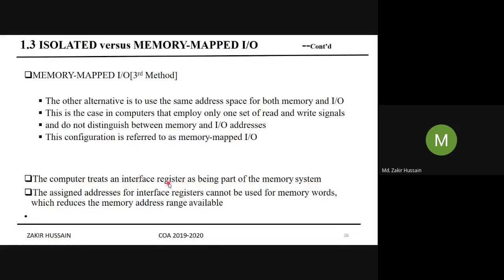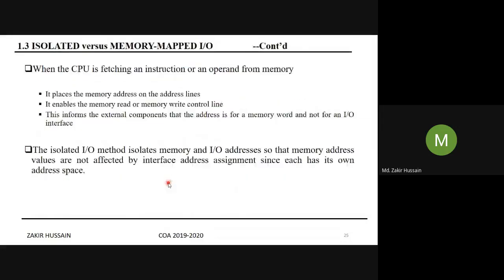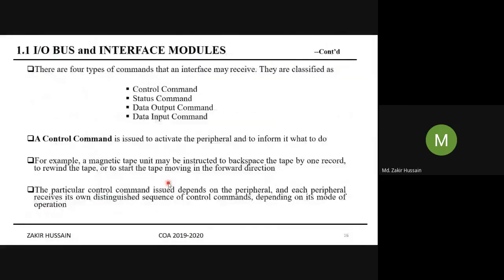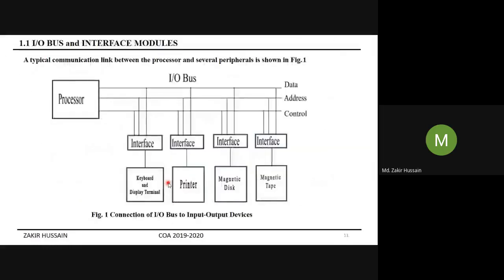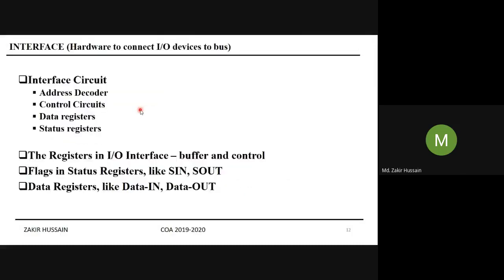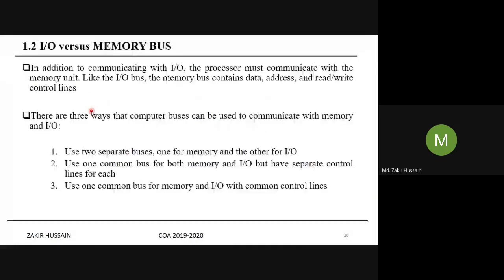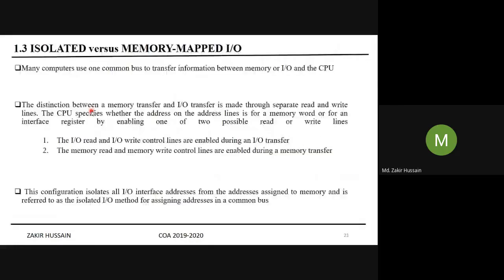This interface register, you might be knowing at this stage, you should be able to recollect what is meant by that interface register. Inside this interface, we have this circuitry. This circuit has some decoder circuits, some registers inside. So here, we are talking about memory mapped I/O.